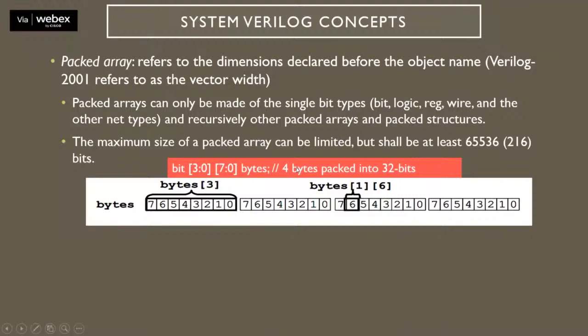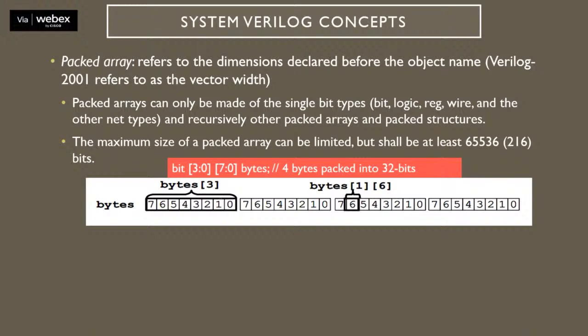So how is it allocated? The total is 32 bits. So you have 0 to 3. So you have 4 bytes, 4 split up locations, and each one is of 8 bits. So you have 4 separations of 8 bits each. That is how it has been interpreted in packed.